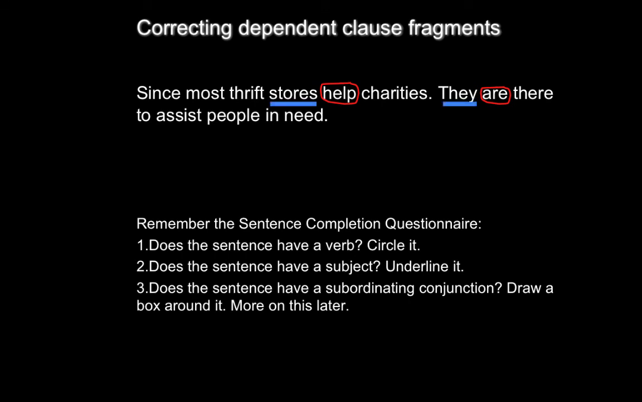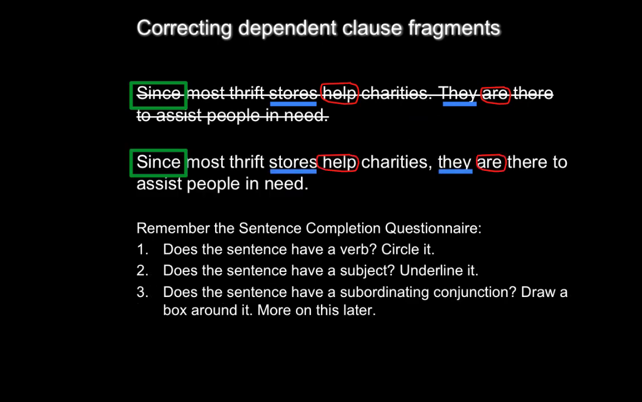The subordinating conjunction in this sentence is since, making this first sentence, since most thrift stores help charities, a dependent clause, and in this case a sentence fragment because there's a period after it. It is not linked to another sentence. To correct it, we simply link it to the second sentence by placing a comma between the two sentences, making it correct. This concludes this video on sentence fragments.